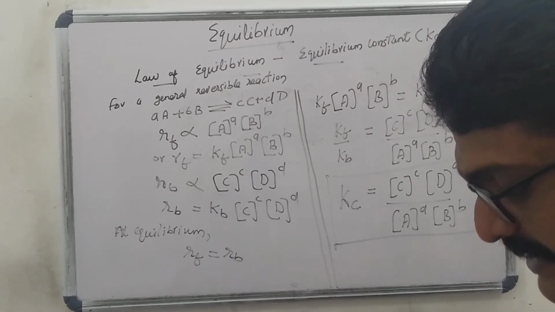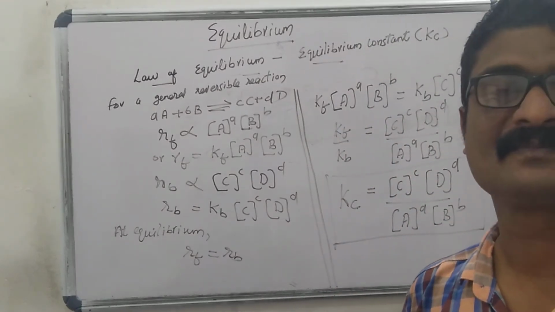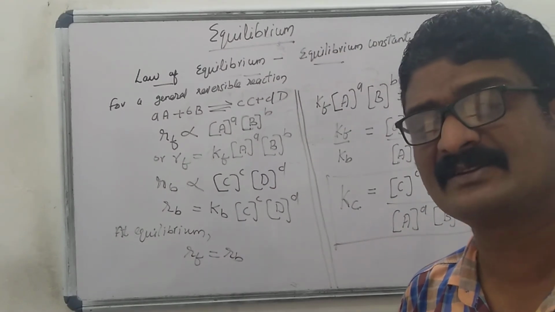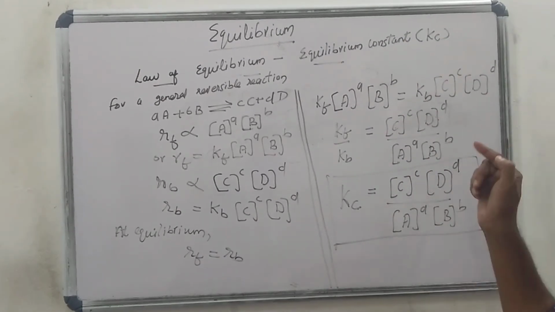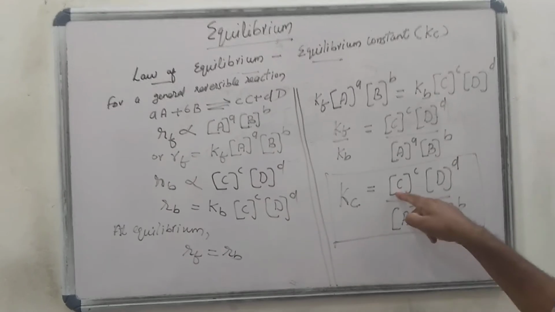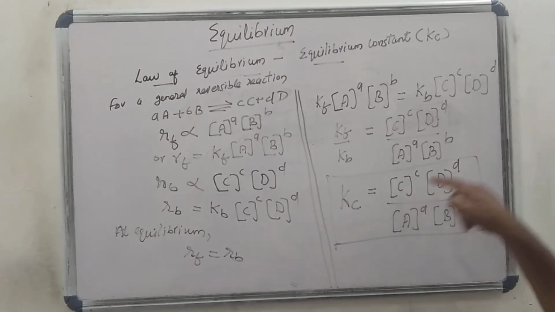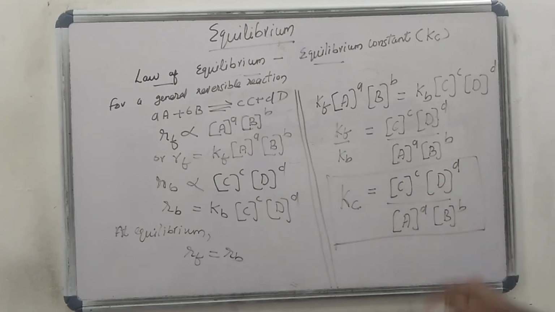Then what is meant by equilibrium constant? Equilibrium constant is the ratio of the product of the molar concentrations of the products to that of the reactants, in which each concentration term is raised to the power which is equal to the number of moles in the balanced chemical equation.